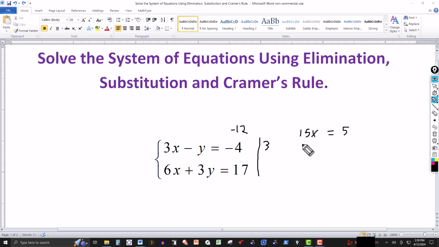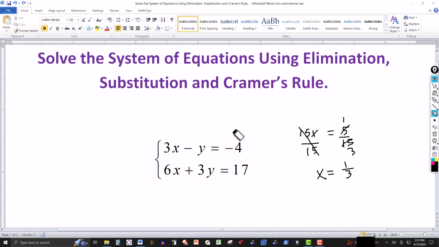Divide through by 15 here. This cancels out, and then this reduces: divide by 5 here, that's 1, by 5 here, that's 3. So I get that x is equal to 1/3. Now, since I know the value of x to be 1/3, I could go back to either one of the equations and replace the x by 1/3 and then solve for y. That's one way to get the answer.